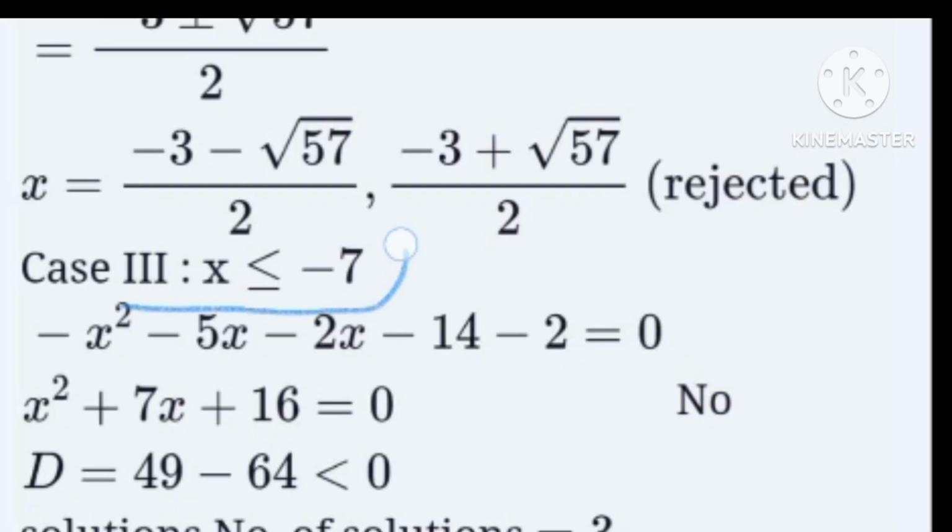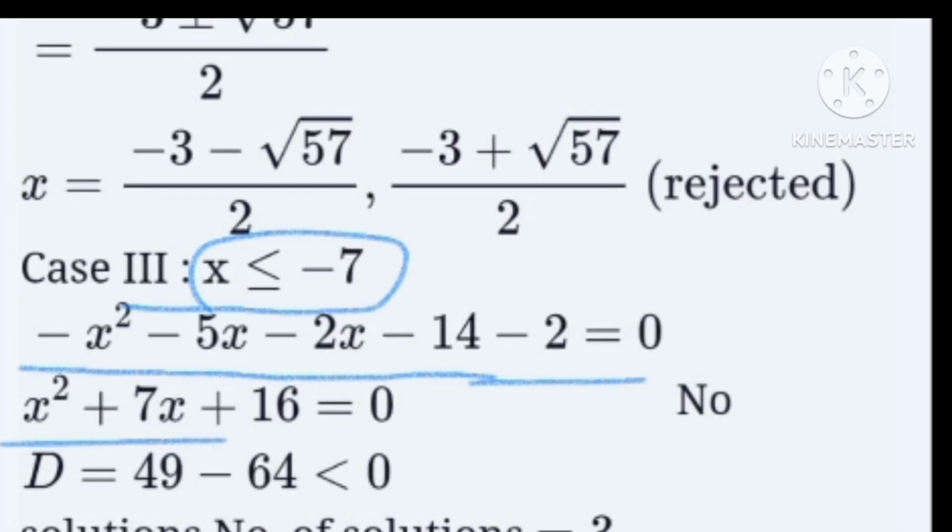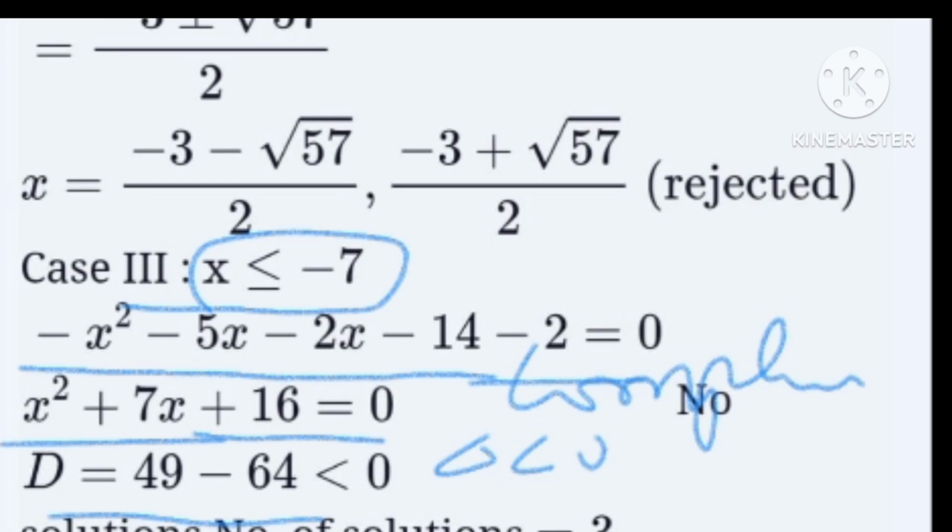Case 1, x less than minus 7. That means minus x square minus 5x minus 2x minus 14 minus 2 is equal to 0. x square plus 7x plus 16 is equal to 0. Delta is less than 0. So that is complex roots. So for all x belongs to R, there are no real numbers, there are no solutions.